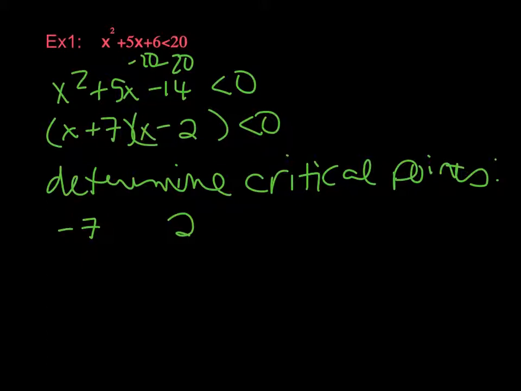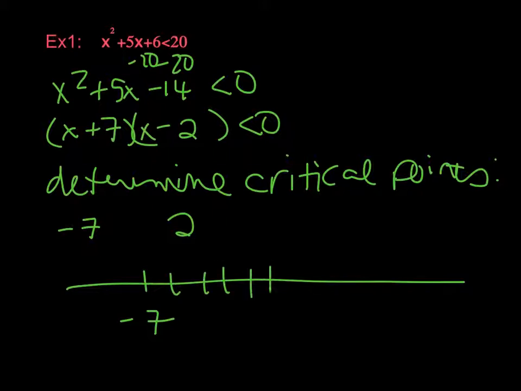So we're going to create a number line with -7 and 2. These are our critical points. And we're going to test each section. We're going to test this section over here, the one in between, and the one on the right. We're going to do that on the next screen.